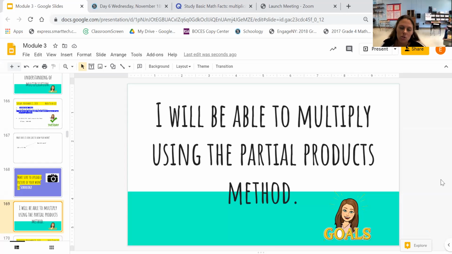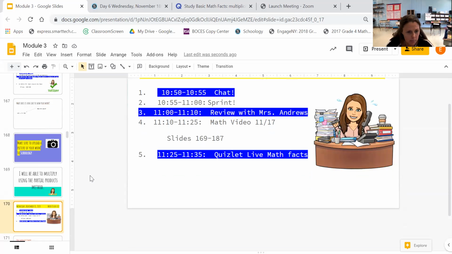Today we are going to learn a new strategy. Just when you thought, wow, Mrs. Andrews has already taught us so many strategies, I'm going to teach you one more lovely strategy. Today's strategy is called the partial products method, and it's very similar to the area method. It's just that you're going to see the equation written a little differently. I think you're really going to like it.